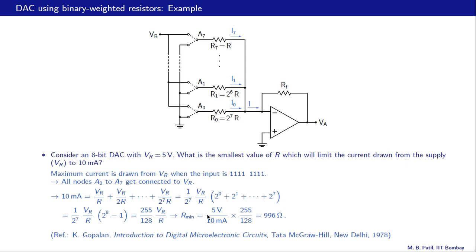So that is VR, which is 5 volts, divided by 10 milliamps times 255 by 128, and that turns out to be about 1 kilo ohms. Okay. Now this example has been taken from this book by Gopalan, and it has many other interesting details about DACs and ADCs, and it's a good book to look at.